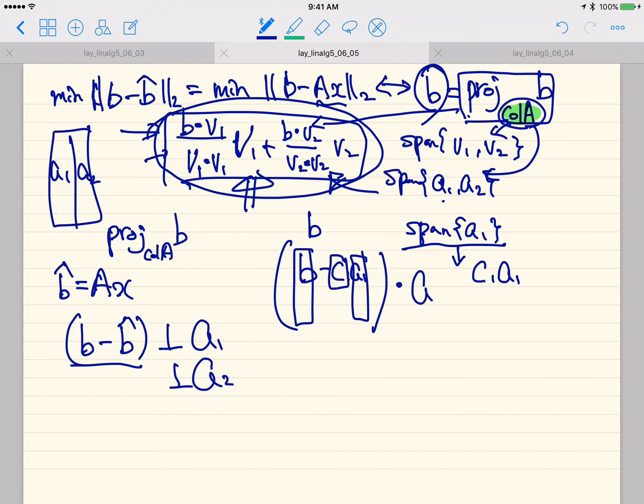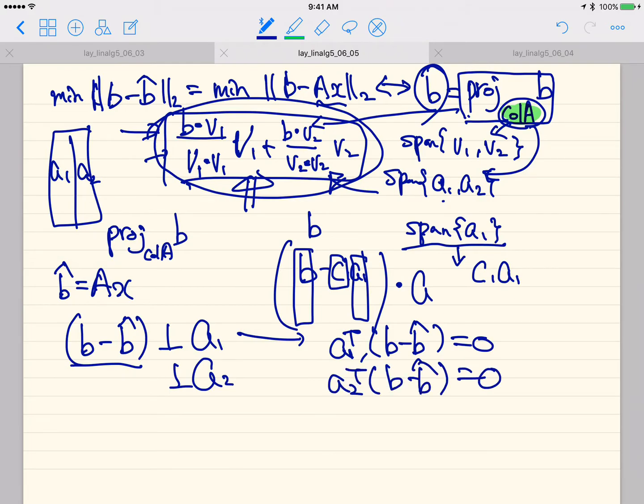And then let's represent this: A1 transpose (B minus B hat) should be 0, and A2 transpose (B minus B hat) should be 0, right? So we have to at least satisfy these two conditions. Okay, so far so good, right? And then, are they enough, are they sufficient conditions?